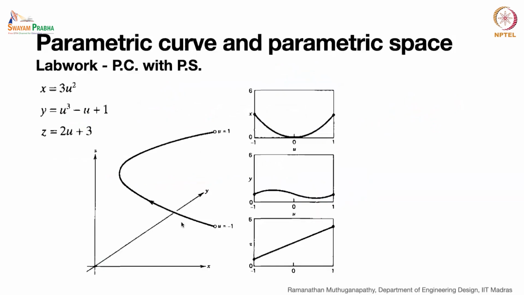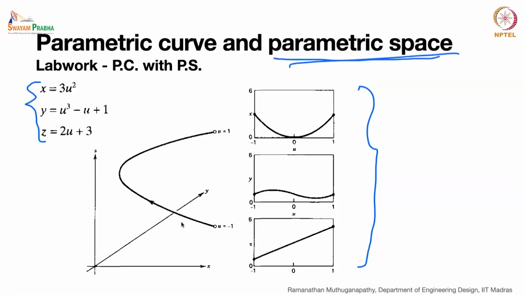So this is one example of how we display a parametric curve. Remember that when you want to do the display, you still have to pick a coordinate system, and in this case we typically pick Cartesian coordinates, the normal xyz space. You can also visualize the curve's behavior in terms of parametric spaces. In this parametric space, this curve is x versus u, this is y versus u, and this is z versus u.